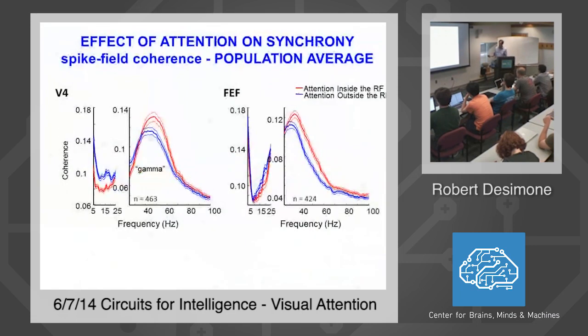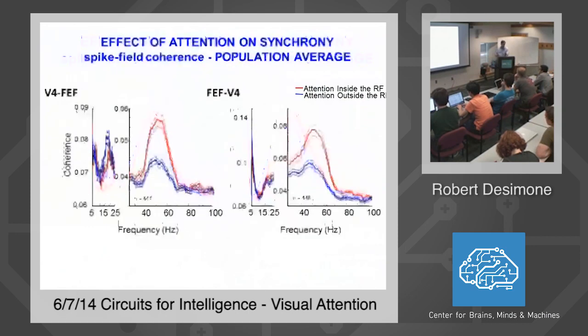And if you look at synchrony in these two areas, both areas show effects of attention on synchrony. So they show enhanced activity in this gamma frequency range when the animal attends to the stimulus in their field. And furthermore, this is the interesting thing, if you look across areas, then the effects of synchrony are even bigger across areas than within an area. So in either direction, from V4 to FEF or FEF to V4, there is very strong enhancement of synchrony across the two structures with attention. So a cell in one area is firing when the other cells are at the right phase of their response.